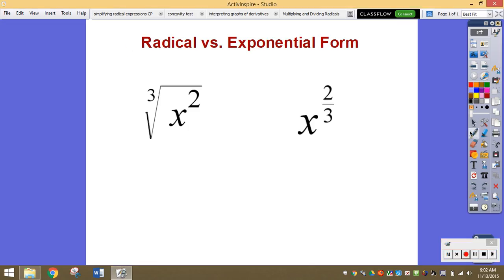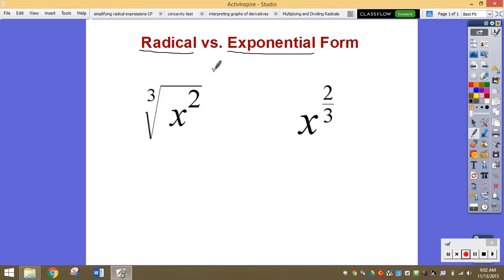Radical is when you have a square root, cube root, fourth root, fifth root, any of the roots. That is a radical. It's this symbol here, kind of looks like division, but sometimes has this index number here. That's your root. And then exponential form is when you have an exponent. And so that would be this form right here.